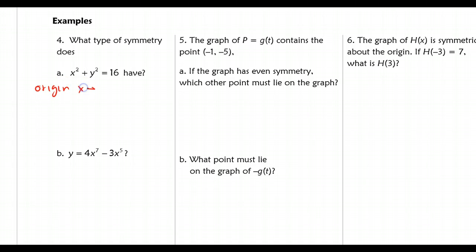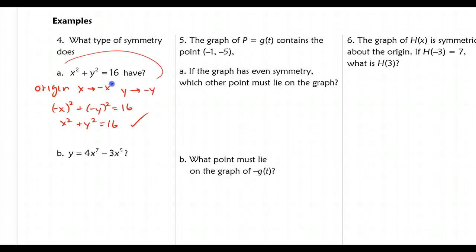now we replace x with negative x. We also replace y with negative y. So, if negative x squared plus negative y squared is equal to 16, which it still is, then this is also symmetric with respect to the origin. So this circle, this is the graph of a circle, is symmetric to all. You can kind of tell if you were to graph a circle here. You can see that it has even symmetry about the x-axis, the y-axis, as well as the origin.